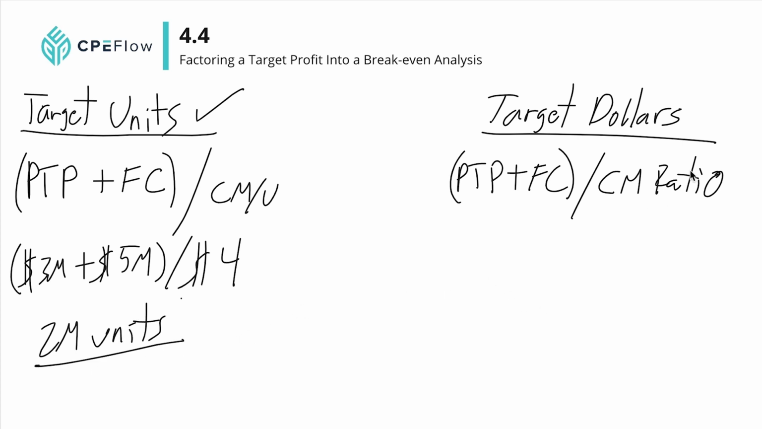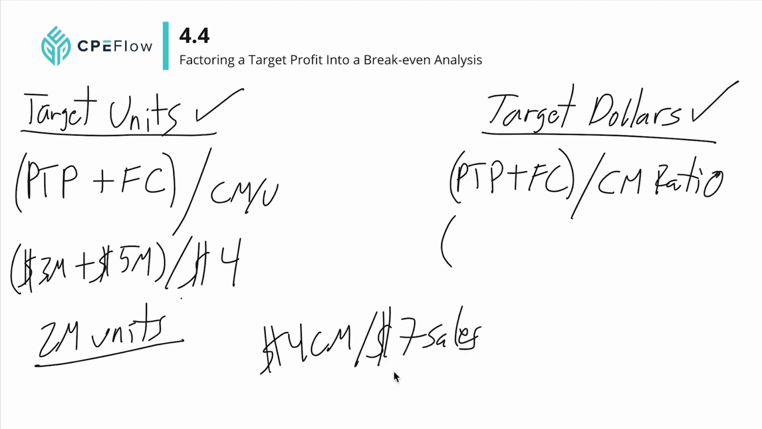Now, let's look at the pre-tax target profit formula in dollars. Remember, we found the contribution margin ratio for House of Coffee's large cappuccino with this formula: $4 contribution margin per unit divided by $7 sales price per unit equals 57% contribution margin ratio. Now that we know the contribution margin ratio, we can plug it into our new pre-tax target profit formula in dollars for the large cappuccino.